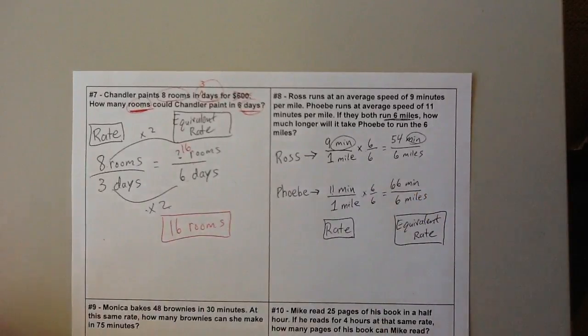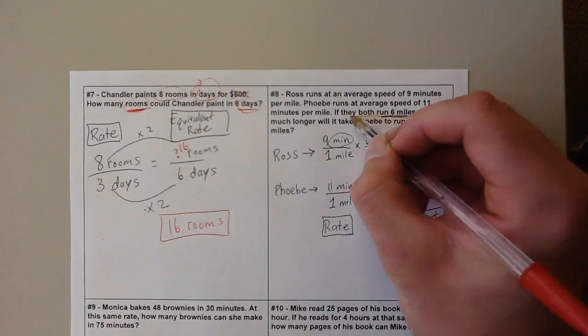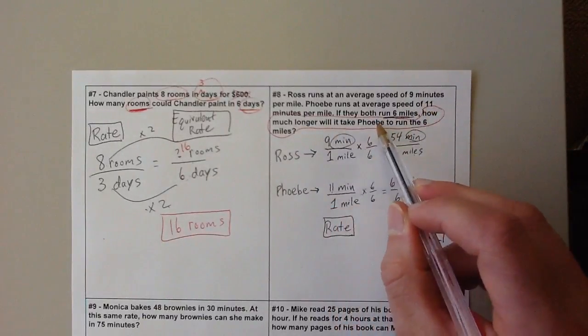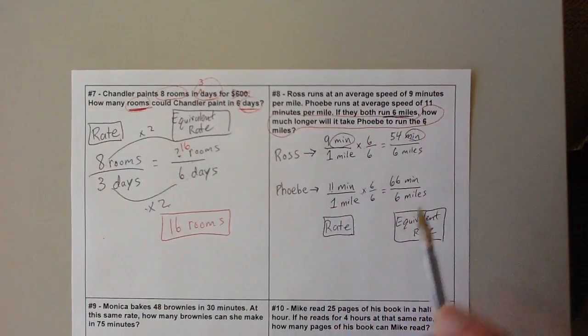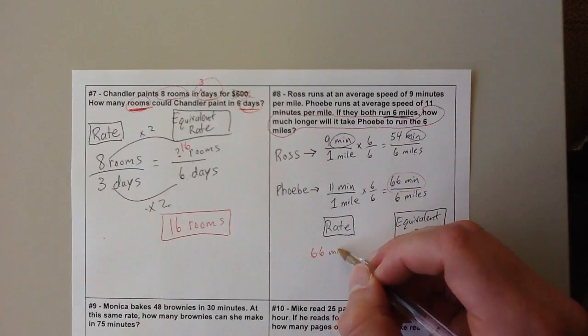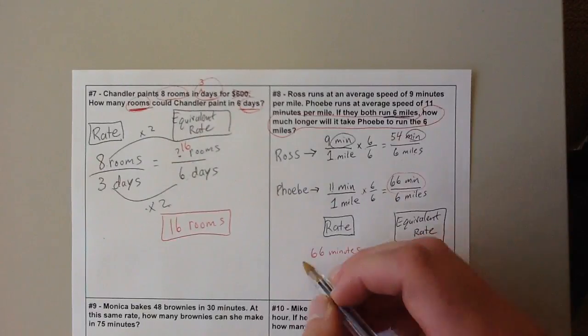And so go back to the original question. Be sure you're answering the question that you are asked. What is the question you're asked? Well, it's right here. How much longer will it take Phoebe to run the 6 miles? So Phoebe, it takes 66 minutes. That's how long it takes Phoebe.